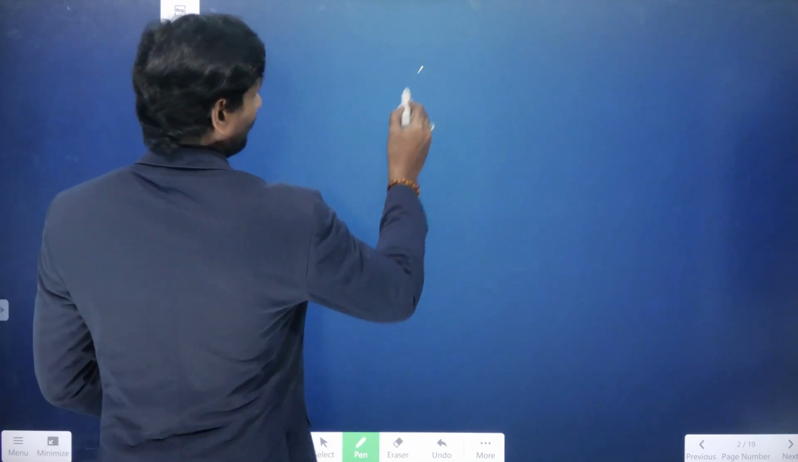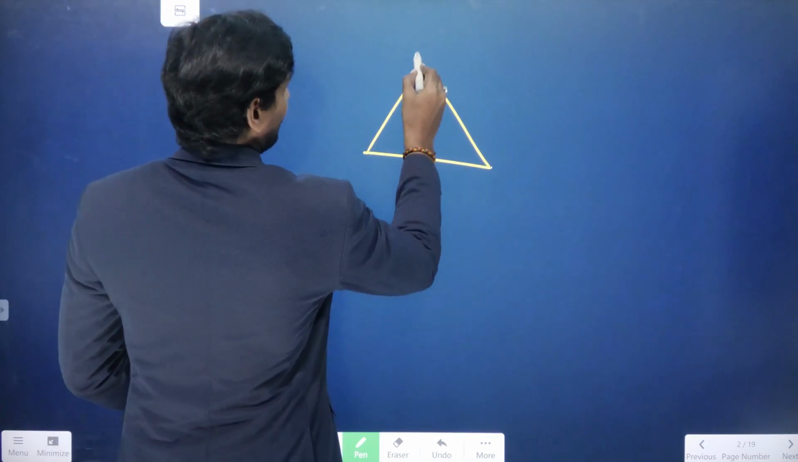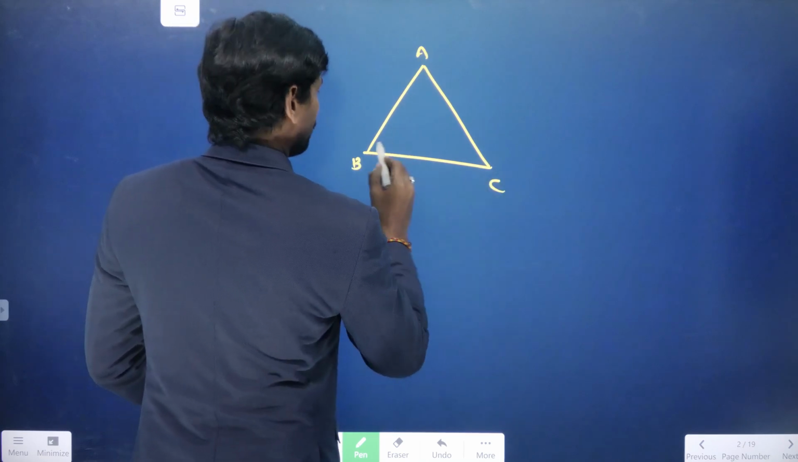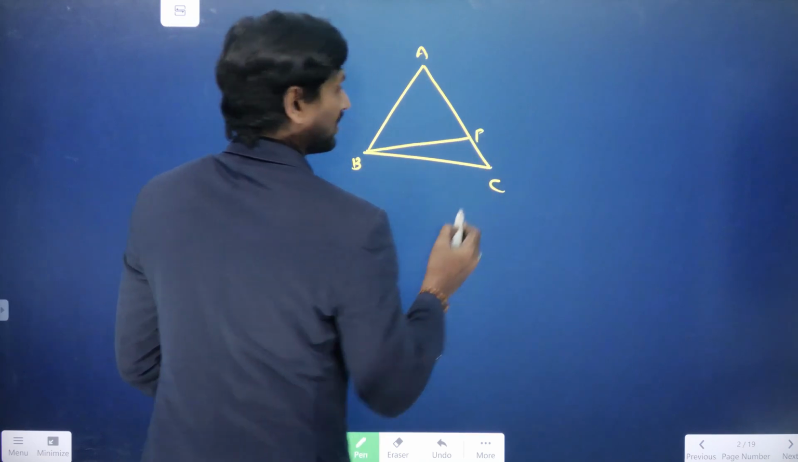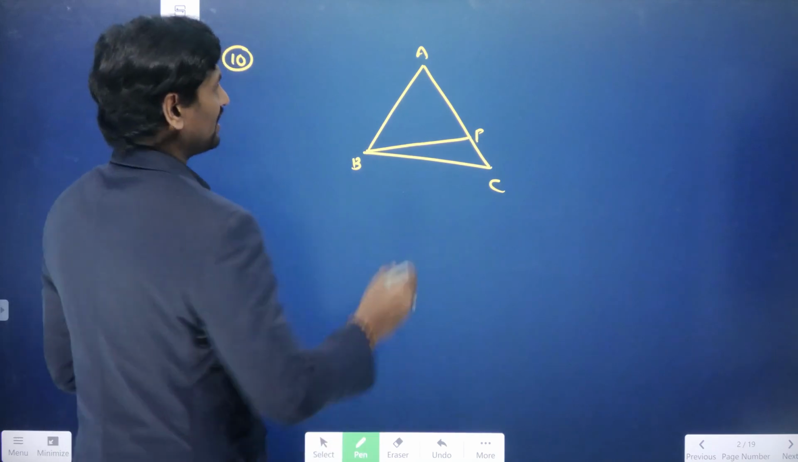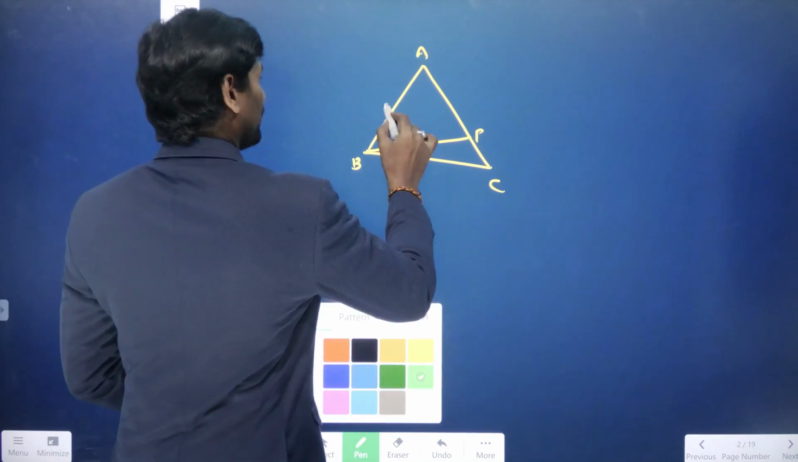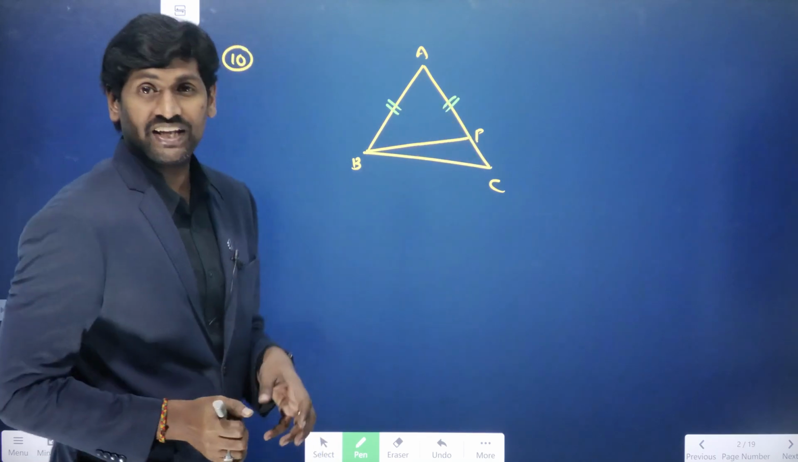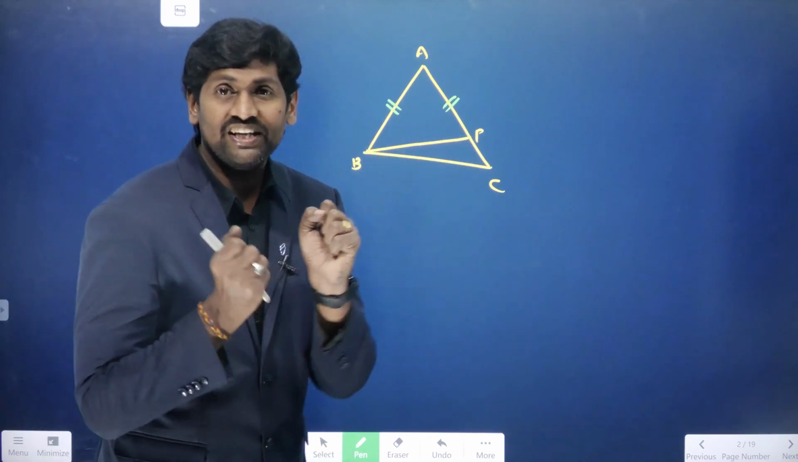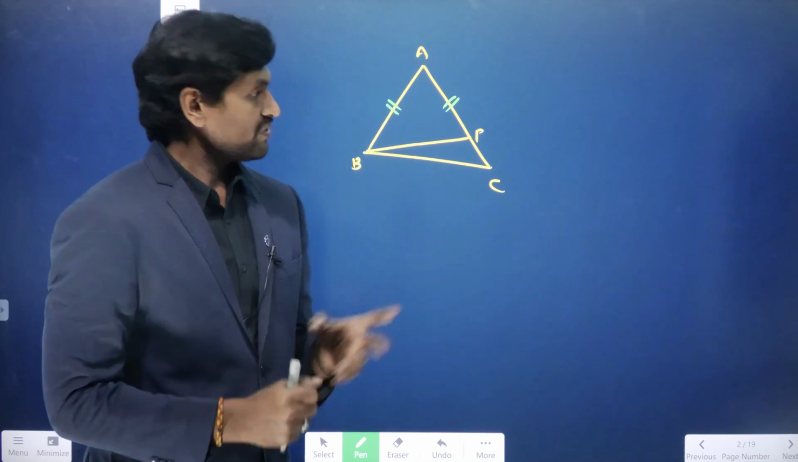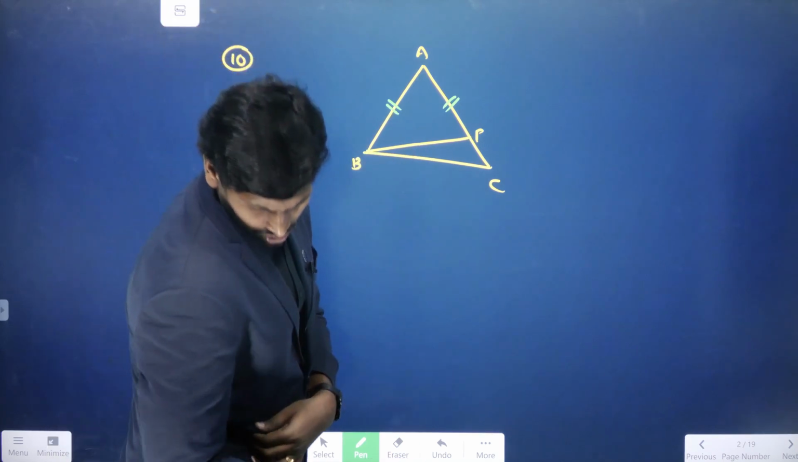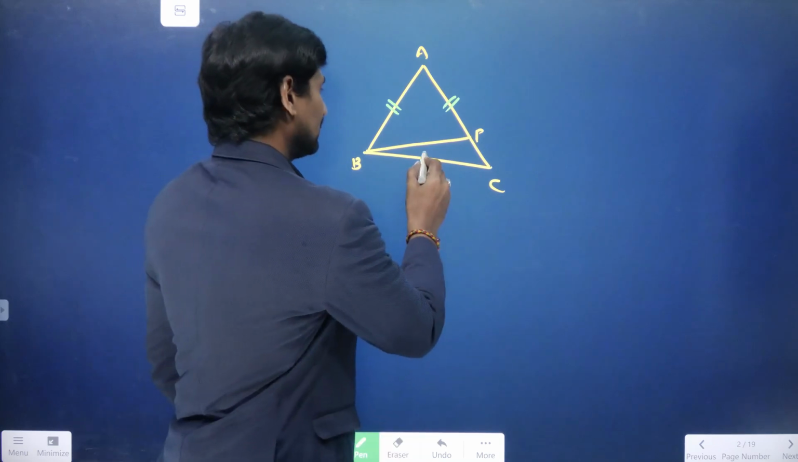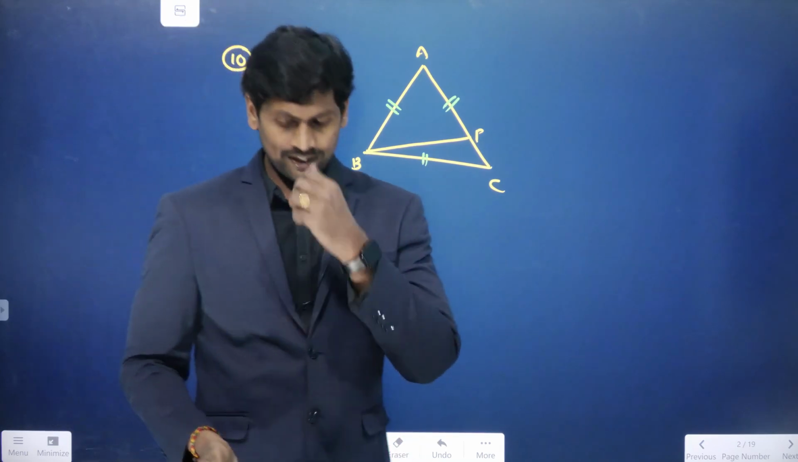Okay, so the 10th problem has a diagram given. Let me draw the diagram. So triangle ABC and BP. Triangle ABC is given, and here BP, one line segment, is given. And the markings you are observing: AB length equals AC length. That means ABC can be an isosceles triangle, because in a triangle, any two sides equal we can consider as an isosceles triangle. And also BC. Am I right? So we can consider it as an equilateral triangle, all sides equal.